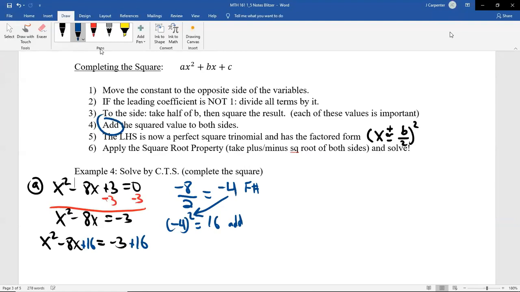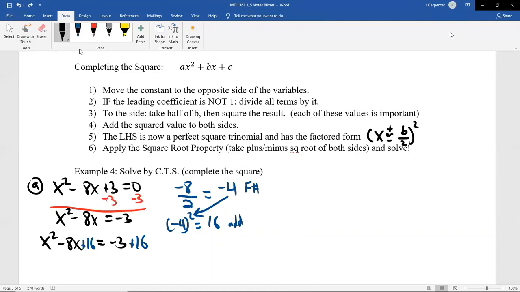We're on step 4 now. Add the squared value, which was this, to both sides. Not the halved value, that won't work. This is the only number that makes that perfect square trinomial happen. It is literally the only number. Halving and squaring the middle term makes magic happen, mathemagic.